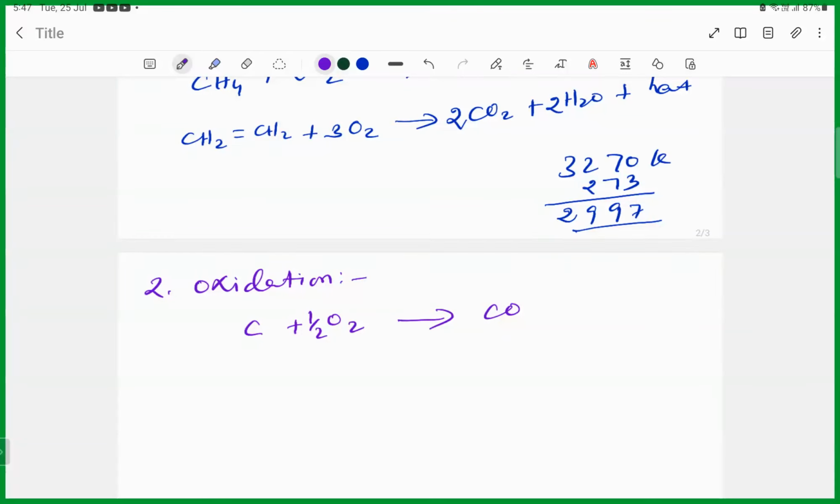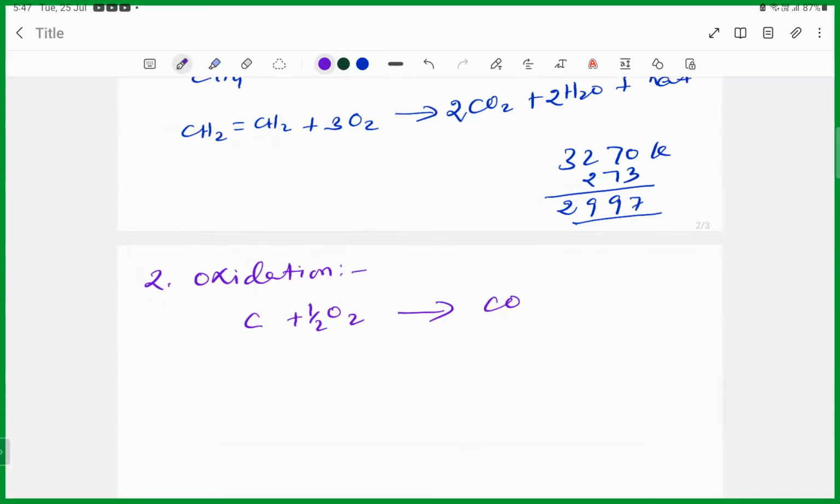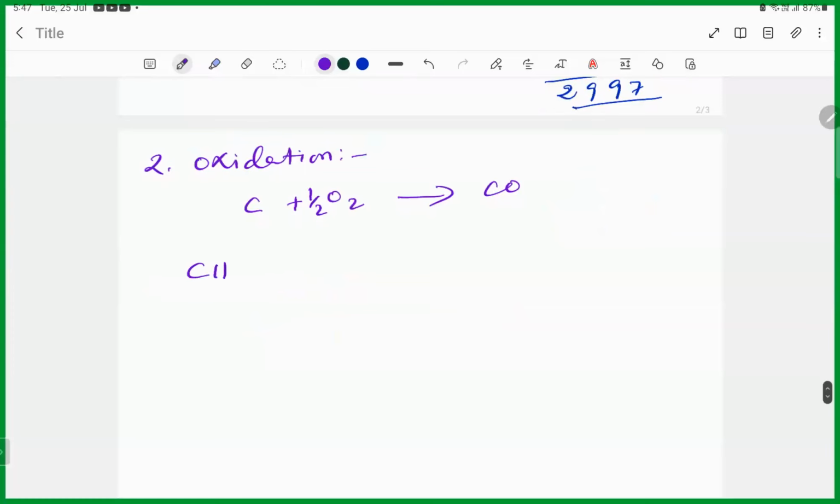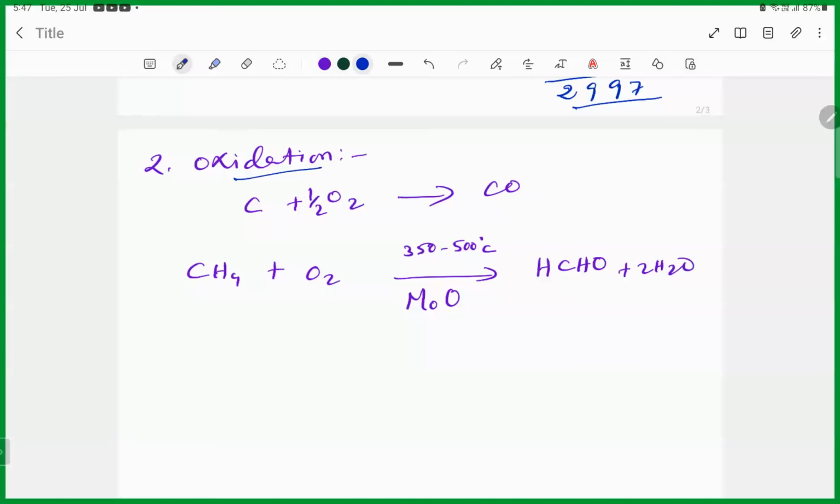The carbon-containing compound also undergoes oxidation when burnt in air or oxygen in the presence of a catalyst or necessary conditions, to give a useful product other than carbon dioxide and water. For example, when you add oxygen to methane at 350 to 500 degrees centigrade with molybdenum oxide used as a catalyst, we can get formaldehyde as a product plus water. So this is one of the properties.